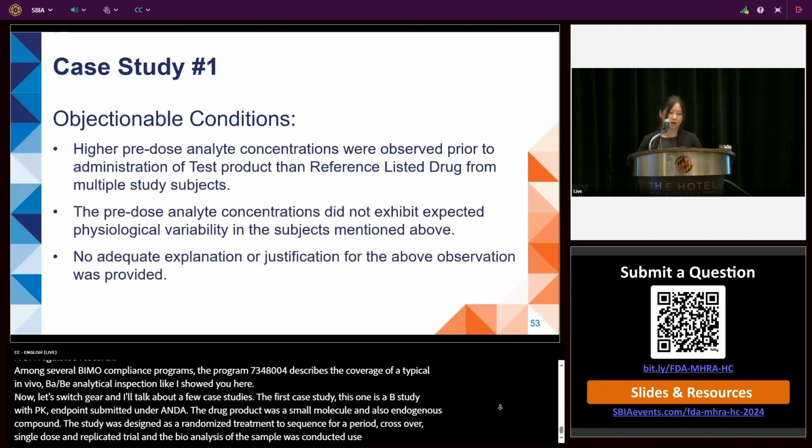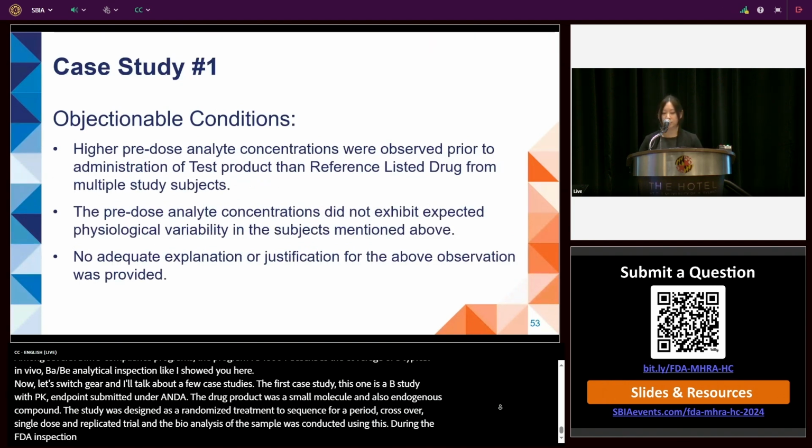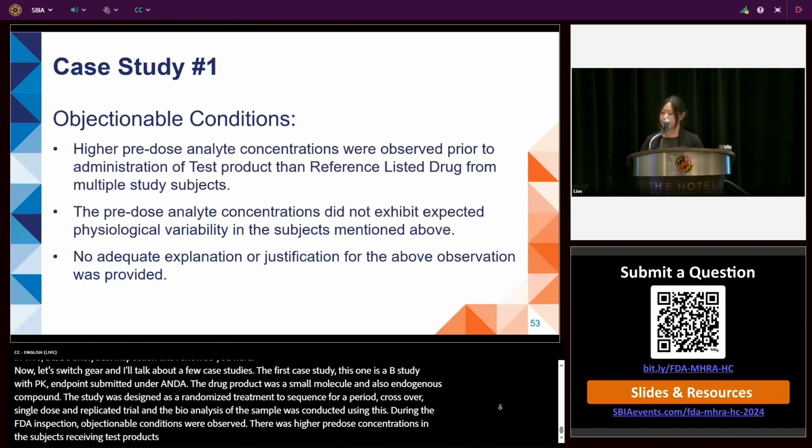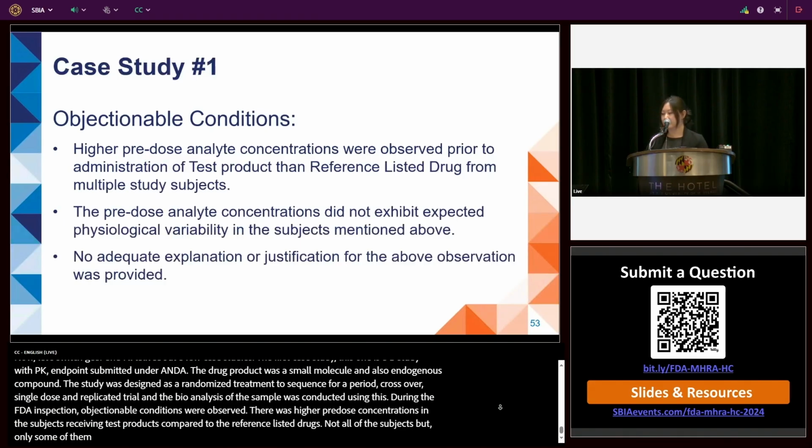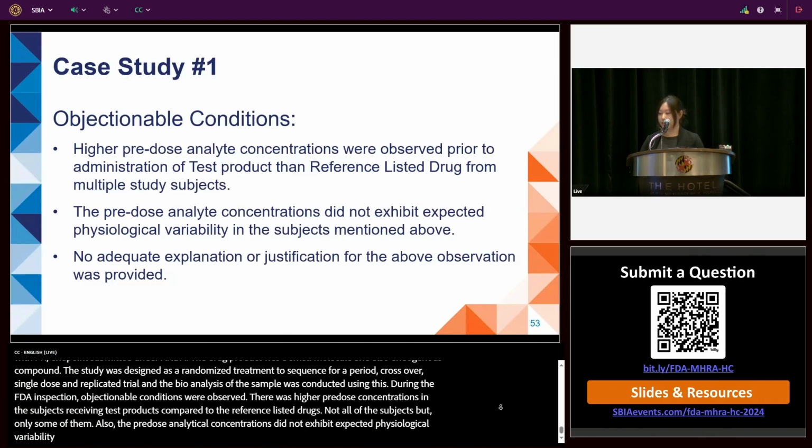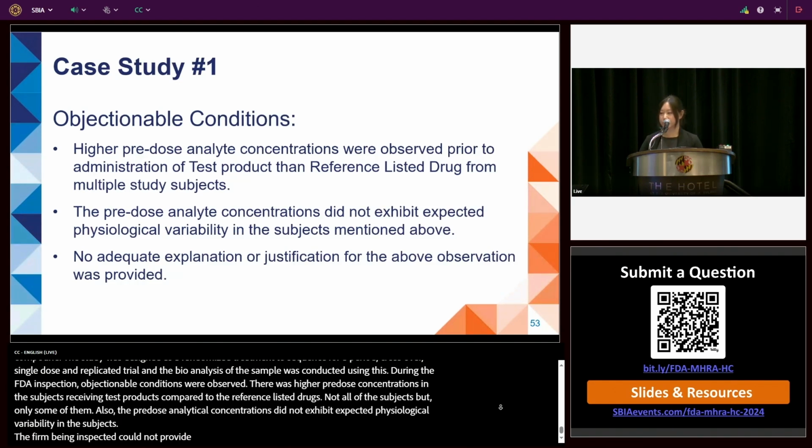During the FDA inspection or RA, objectionable conditions were observed. Specifically, there were higher pre-dose analyte concentrations observed in the subjects receiving test products compared to the reference listed drugs. Not all the subjects, but only some of them. And also the pre-dose analyte concentrations did not exhibit expected physiological variability in the subjects. The firm being inspected could not provide adequate explanation or justification of the above observation.